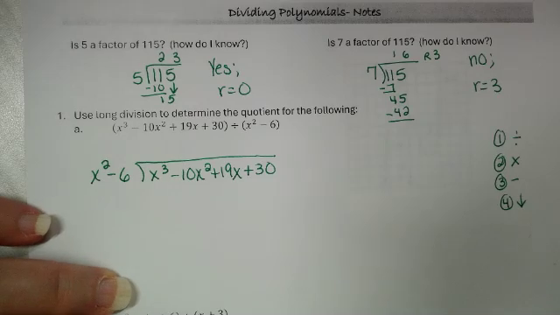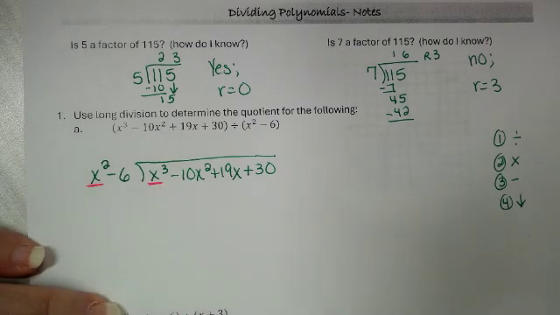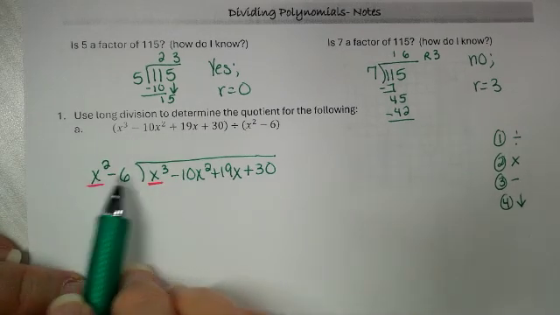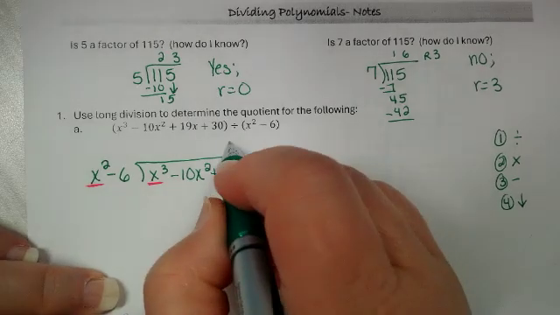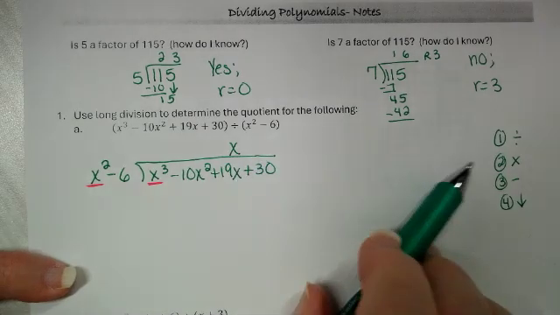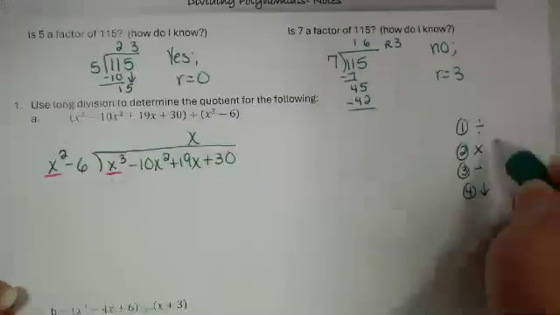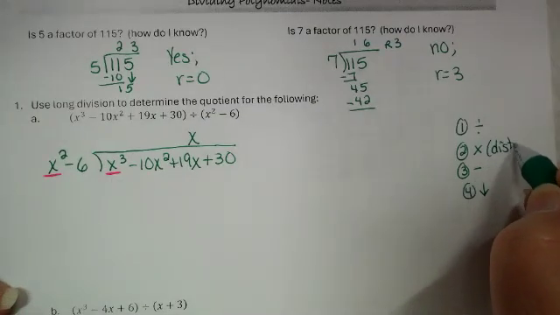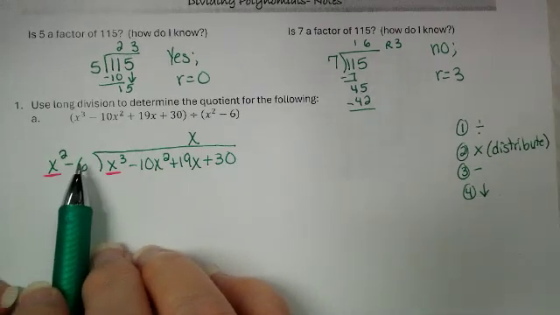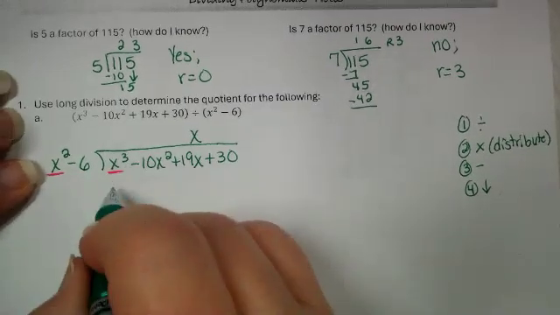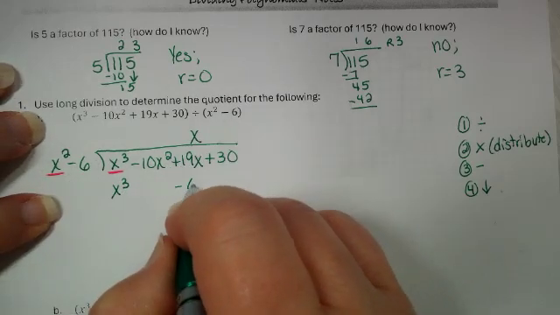So the first thing I do is I divide x squared into x to the third. What do I need to multiply times x squared to get to x to the third? And that would be x. The second step, we're going to multiply the number on the top times the side. Basically, remember, we're going to distribute. So don't just multiply the first term, multiply x times both of those. X times x squared is x to the third. X times negative 6 is negative 6x.